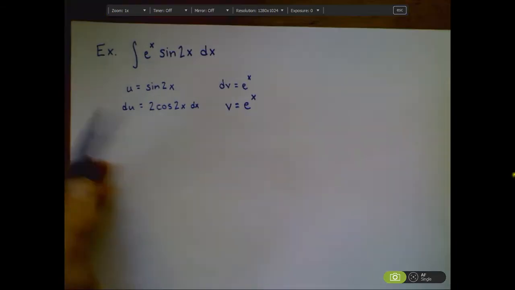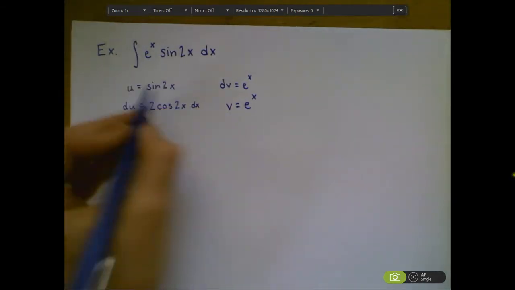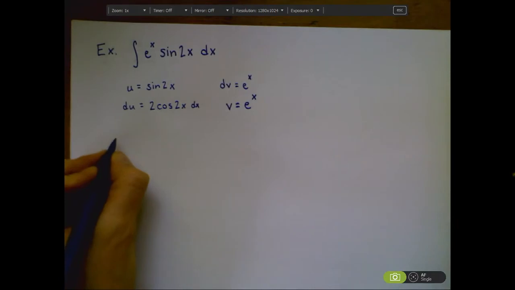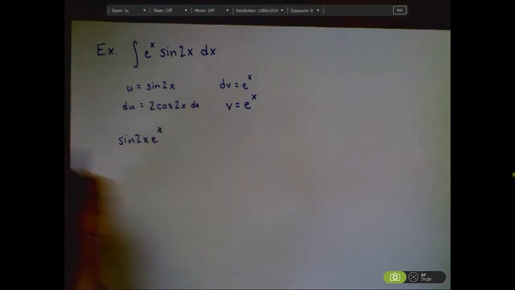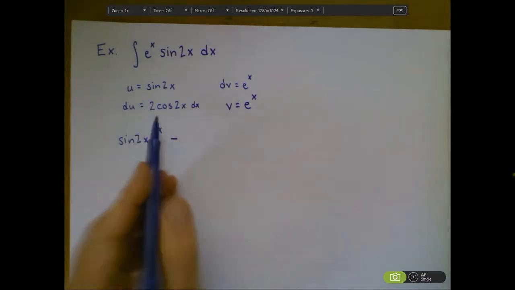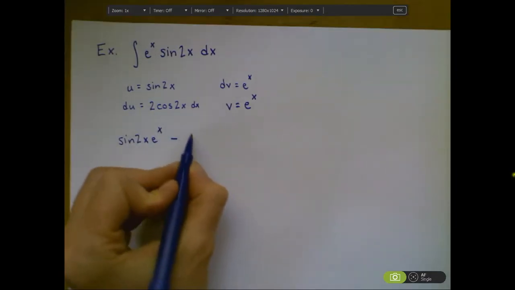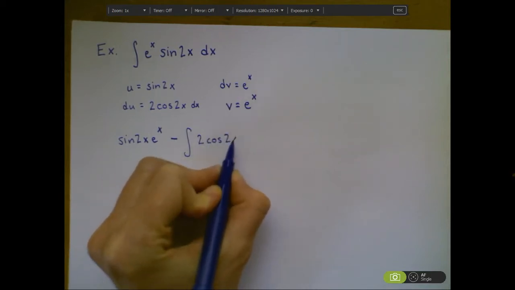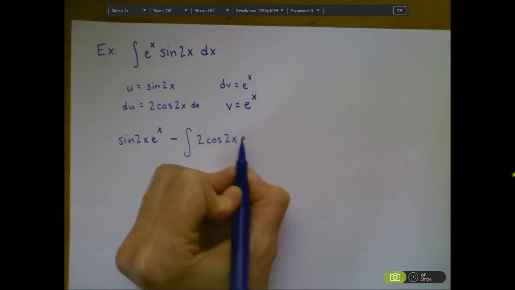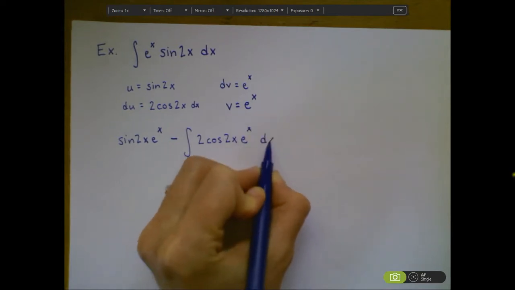And without going through all of the pieces of this, that means that this integral is going to be equal to uv, which is sine of 2x times e to the x, minus the integral of v du, minus the integral of 2 cosine 2x e to the x dx.